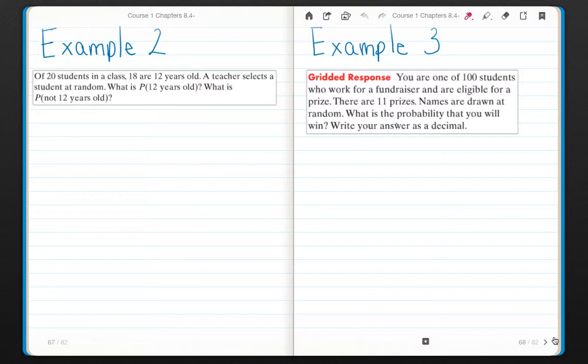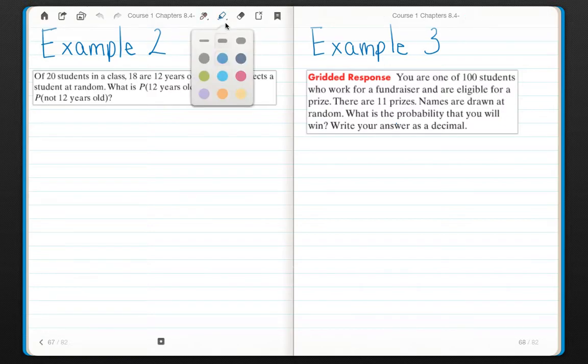So, example 2. Of 20 students in a class, 18 of them are 12 years old. The teacher selects a student at random. What is the probability that they select a 12-year-old? And what is the probability of selecting someone not 12 years old? So, this is the probability. This is the complement.